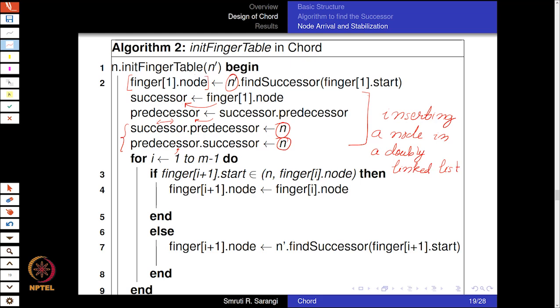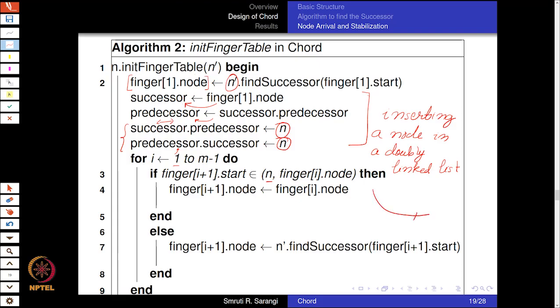Okay, so this is no rocket science. Then what we need to do is look at the fingers. For i from 1 to m minus 1, here is what we do for all the fingers. We look at the i plus 1th finger. If finger i plus 1 dot start, for the current node whose finger table is being initialized, is between n and finger i dot node.